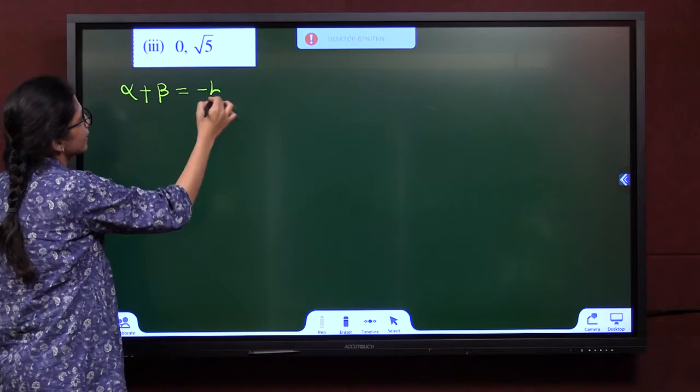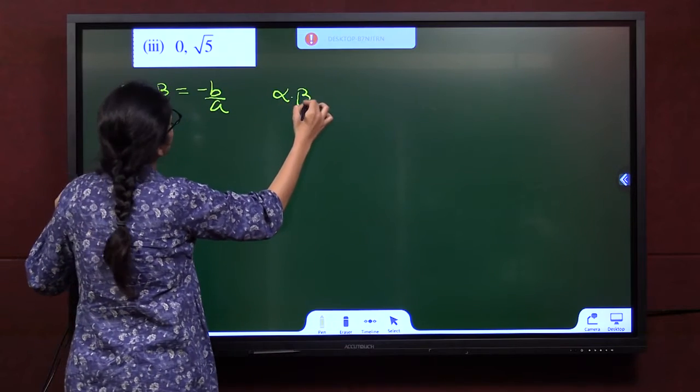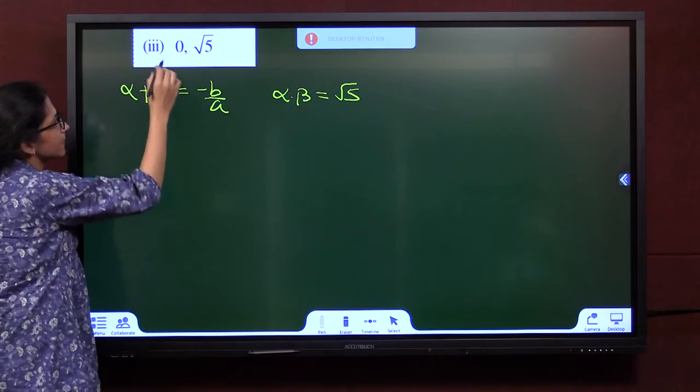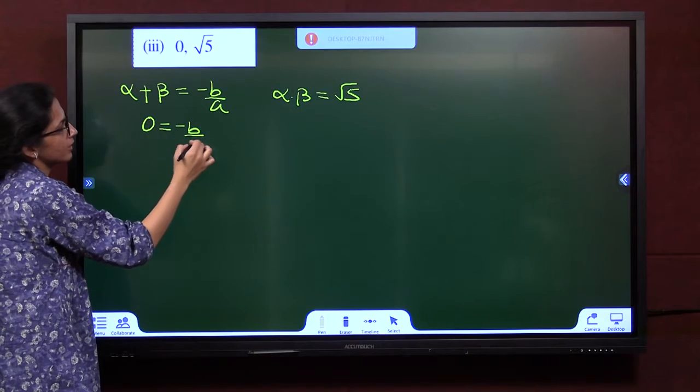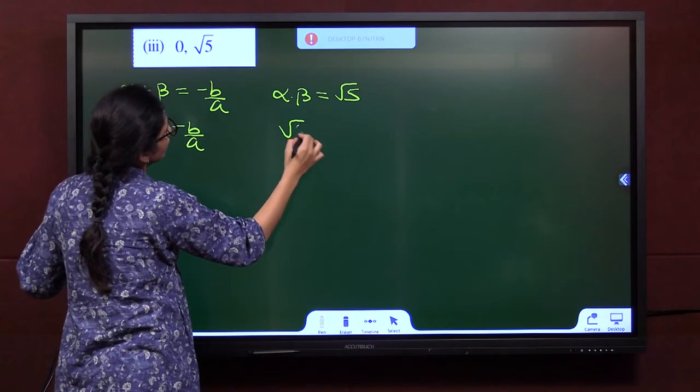Alpha plus beta is minus b by a. Alpha into beta is root 5. Alpha plus beta is given in the question as 0. 0 equals minus b by a. Alpha into beta is given in the question as root 5.